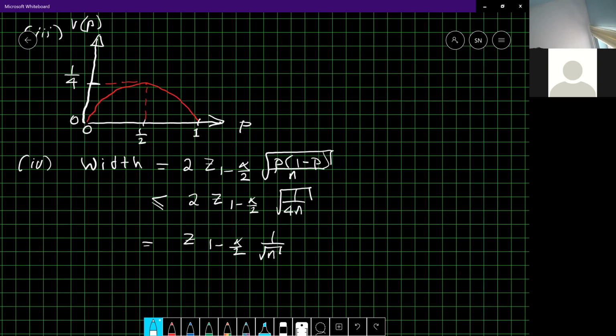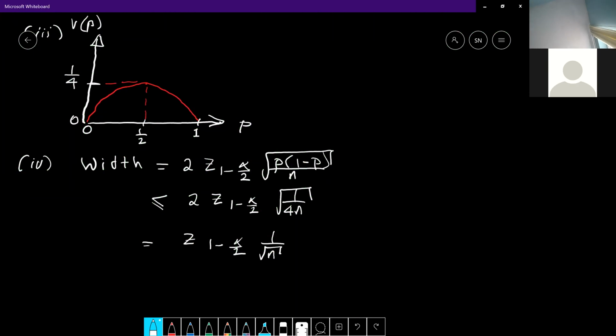Now let's put in alpha. We are told 95%. That means alpha is 0.05. So 1 minus alpha by 2 is 0.975.